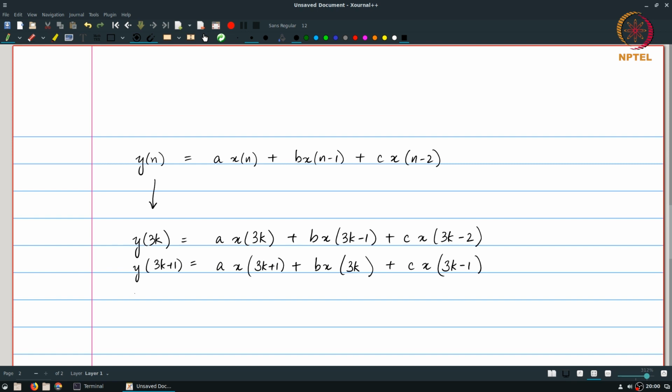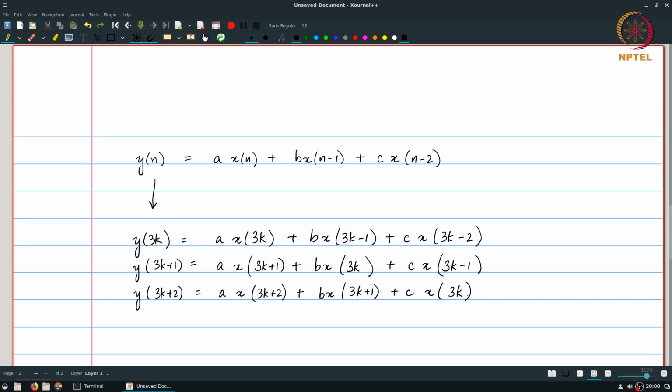And similarly, y of 3k plus 2 will be equal to a x of 3k plus 2. In other words, I'm just using the substitution. Instead of n, I replace it with the value 3k or 3k plus 1 or 3k plus 2. b x of 3k plus 1 plus c x of, in this case, 3k.